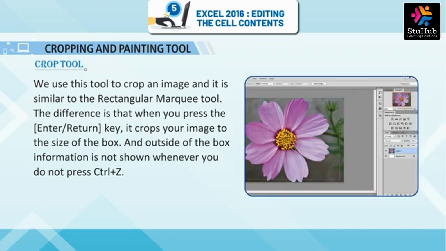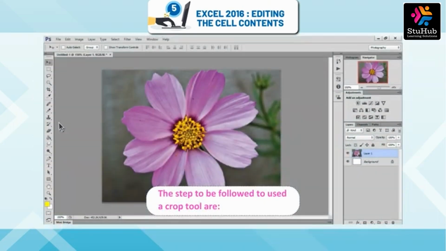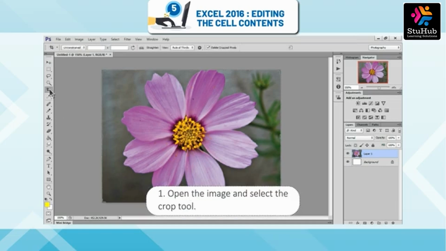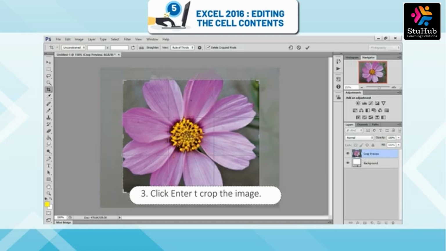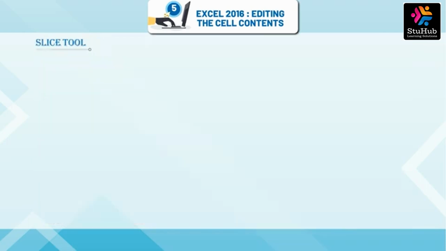Crop tool. We use this tool to crop an image and it is similar to the rectangular marquee tool. The difference is that when you press the enter or return key, it crops your image to the size of the box, and outside of the box information is not shown unless you press Ctrl+Z. The steps to be followed to use a crop tool are: open the image and select the crop tool. To crop the part of an image, drag the corner and edge to the desired position. Click Enter to crop the image.